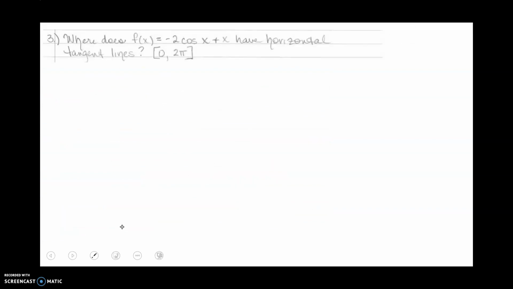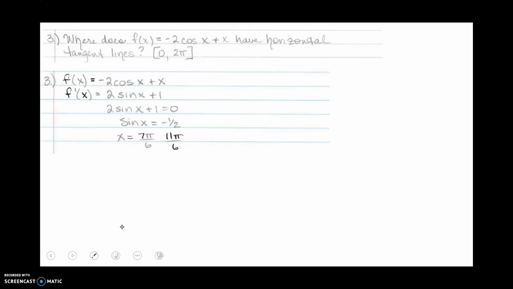All right, then number 3, it says, where does this function have a horizontal tangent line? All right, tangent line, slope of the tangent line is derivative, and a horizontal line has a slope of 0. So that means that our derivative will be equal to 0. So let's go through and let's find the derivative of this, and then we'll set it equal to 0.